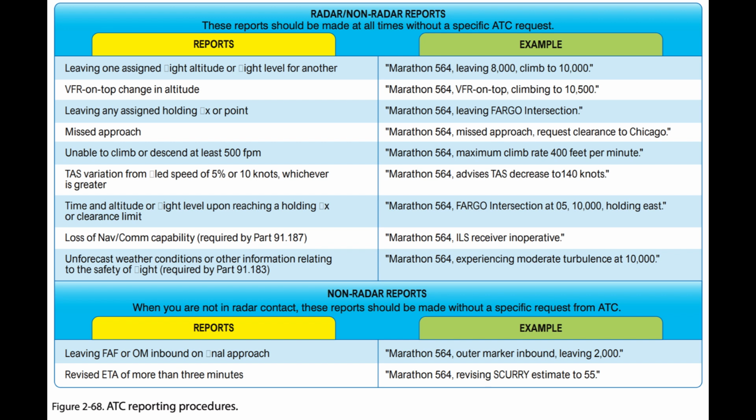3. When unable to climb or descend at a rate of at least 500 feet per minute, FPM. 4. When approach has been missed. Request clearance for specific action, i.e., to an alternate airport or another approach. 5. Change in the average true airspeed, at cruising altitude, when it varies by 5% or 10 knots, whichever is greater, from that filed in the flight plan.